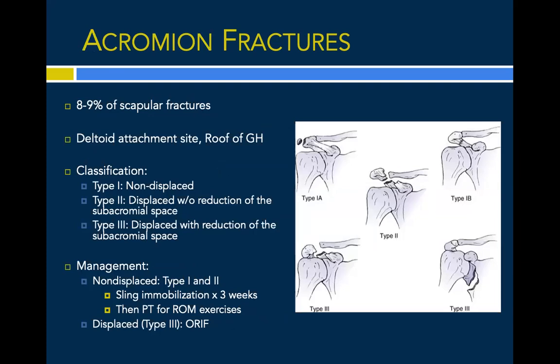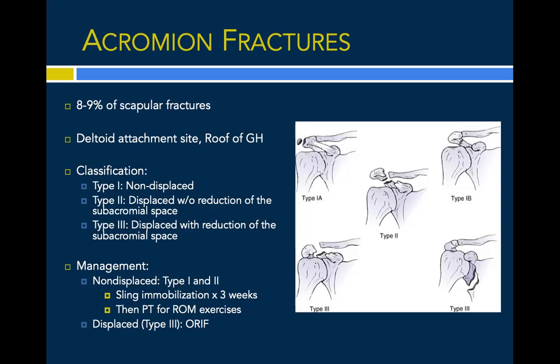Okay, next to acromion fractures, these are even less common, 8 to 9% of scapular fractures. Remember the acromion is the attachment site of the deltoid and is the roof of your glenohumeral joint. These also have 3 classification subtypes: a non-displaced, a displaced without reduction of the subacromial space, and a displaced with reduction of the subacromial space, okay?